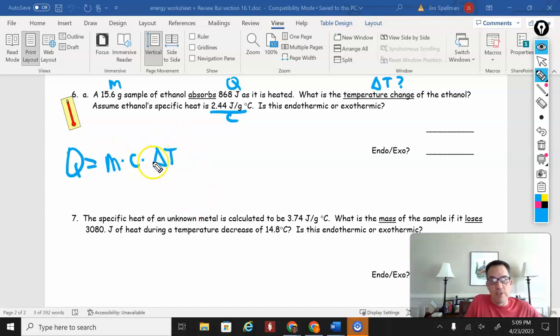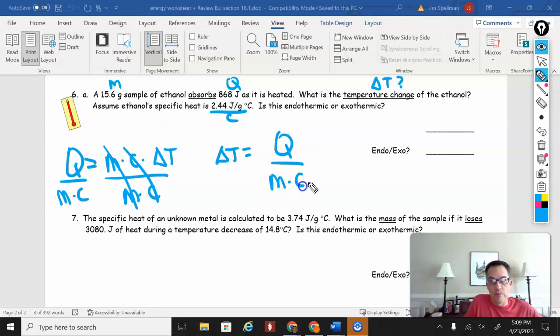because if we're solving for delta T, then we need to get delta T by itself. That means we need to divide out the C from that side, which means we need to do it as well on the other side. So the M and the C are going to cancel each other out, and that should leave us with delta T being equal to Q over M times C.